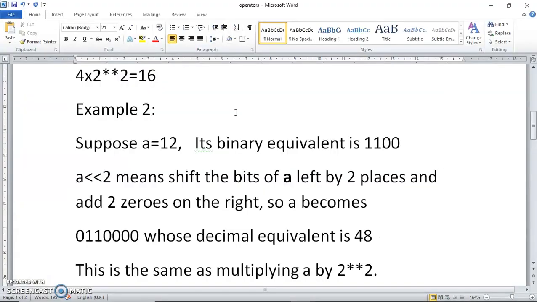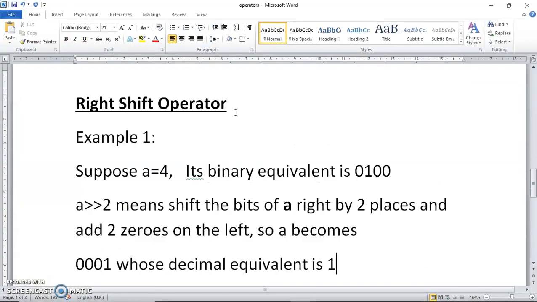So let's take the example for the right shift operator now. Same example, suppose A is equal to 4, so its binary equivalent is 0100. If I shift these 2 bits towards right, then these 2 zeros vanish and I have to add 2 zeros on the left.